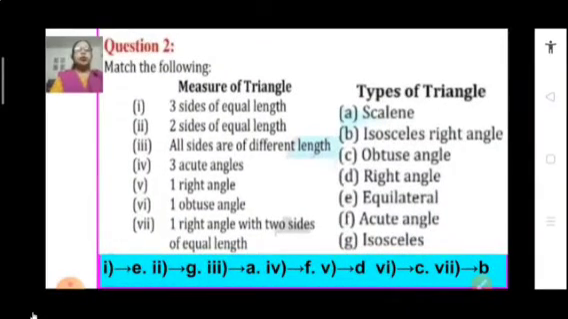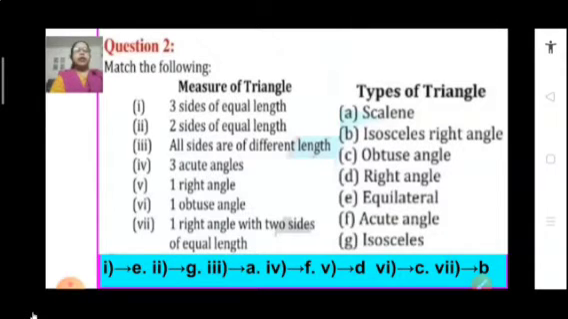Now question 2, we have two columns, measure of triangle and types of triangle. We have to match them. So first one is three sides of equal length. So three sides of the triangle are of equal length. That means it's an equilateral triangle, option E. Then second one, two sides of equal length, it is option G, isosceles. Third one, all sides are of different length, that means scalene, option A.